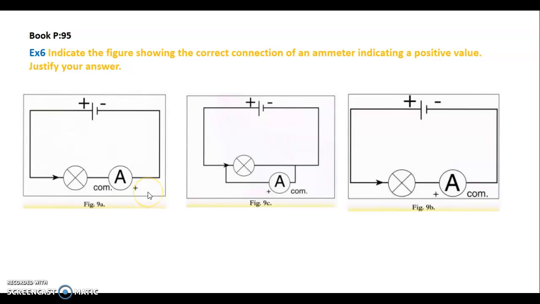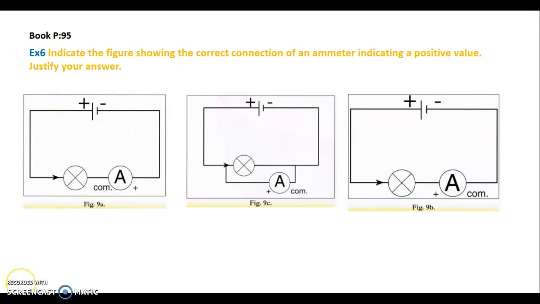Now we still have figure 9A and figure 9B. Both figure 9A and B show a series connection for the ammeter because only one terminal of the ammeter is connected in series with the lamp. So only one terminal of the ammeter is connected to one terminal of the lamp.